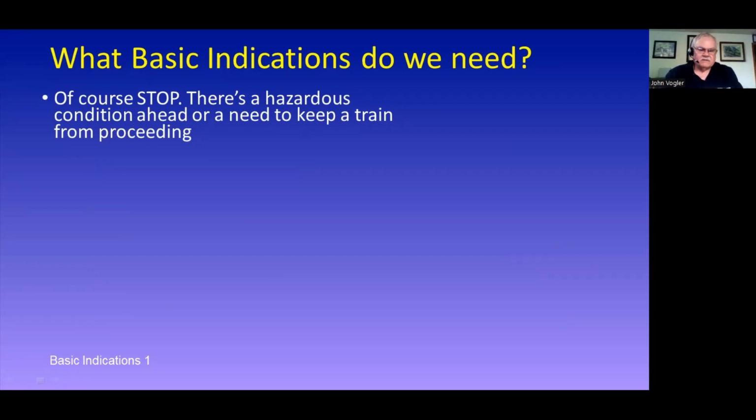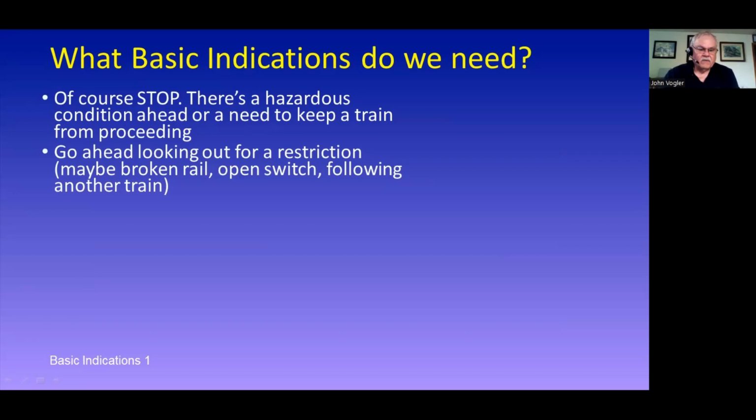Of course, we need a stop indication because there's either a hazardous condition ahead, or just some reason to keep a train from proceeding, say at an interlocking where there's a conflicting route or an opposing train coming at you. We need a go-ahead that tells you to look out for some sort of a restriction, such as, in the prototype, a broken rail, an open switch, or following another train. On the model, we don't worry about broken rails.